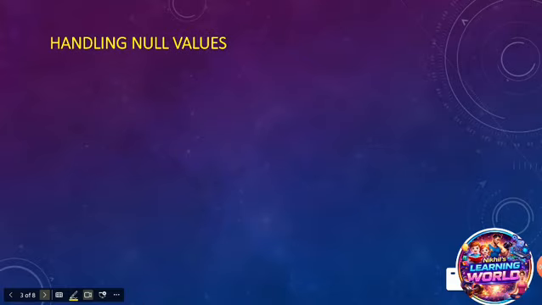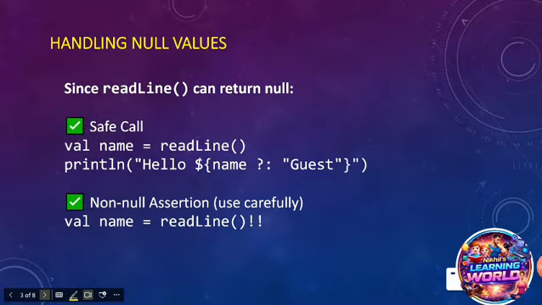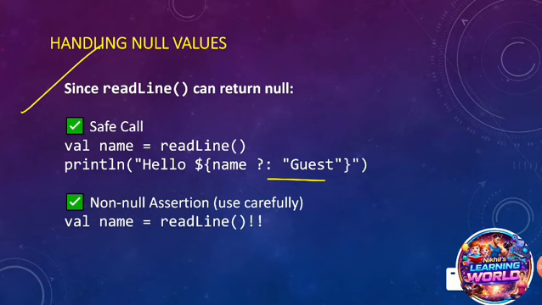The readLine function returns a nullable string, which means it can be null. So we can handle it like this: println hello $name, then ?: and guest. It means that if the user gives no input and it comes as null, then hello guest will be printed. Hope you are understanding this.